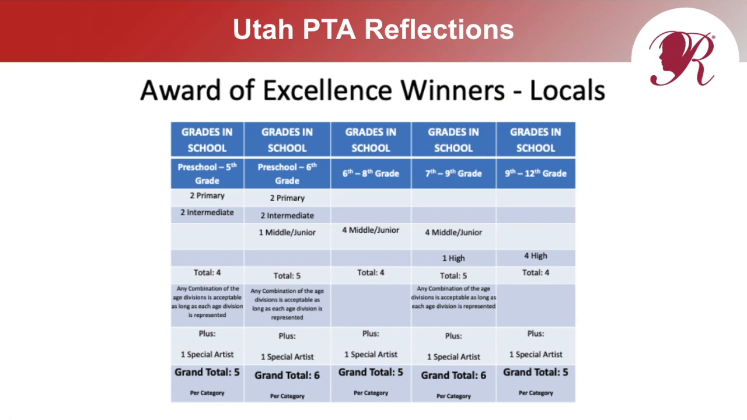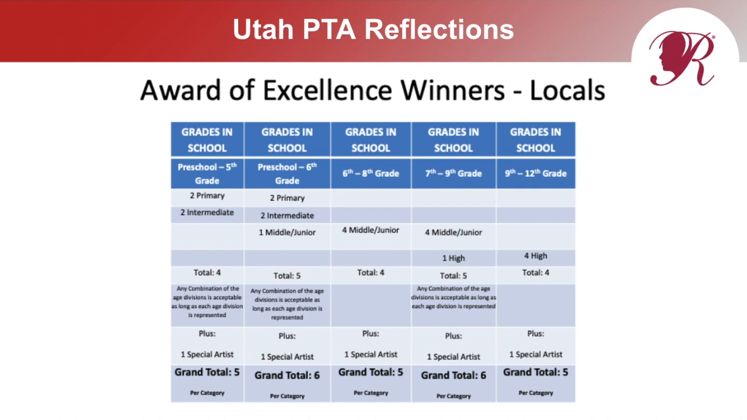Okay, this is a really important chart that is also found in the handbook and can really help you to understand how many awards of excellence you get to advance. So you will find which configuration of school you have, and look down to see how many awards of excellence you can advance. This is per category. So if you had preschool through 5th grade, in each category you can send 4 entries from primary and intermediate and 1 special artist. You are allowed to submit any combination of these age divisions as long as each age division is represented.